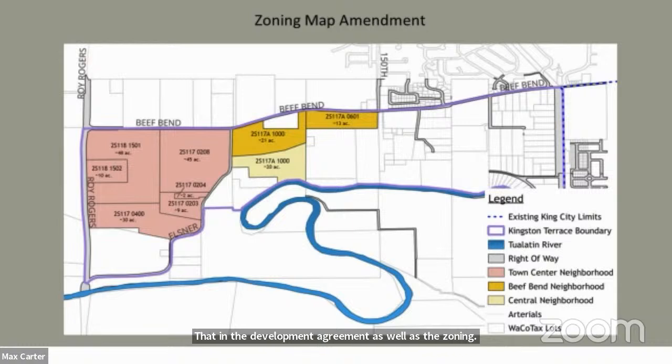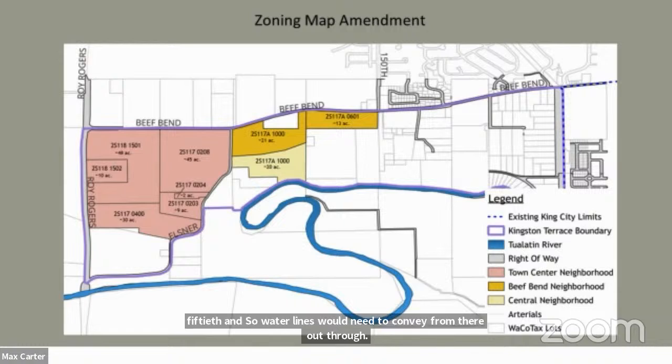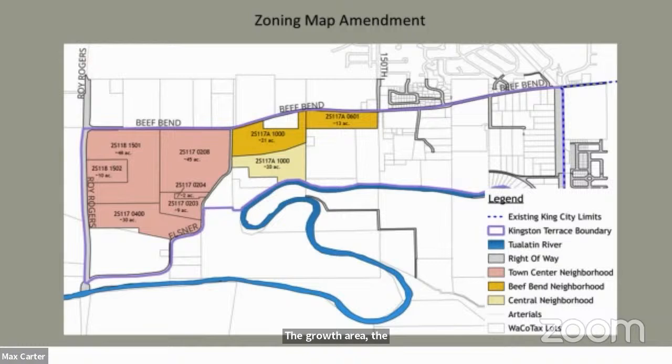Right now, we have water service at the junction of 150th and Beef Bend. So water lines would need to convey from there out through the growth area. The sanitary would more than likely gravity feed to the pump station that's actually located within the annexed area south of Al's Farm and Garden. The pump station is approximately in this general location. And water supply right now is at this location.